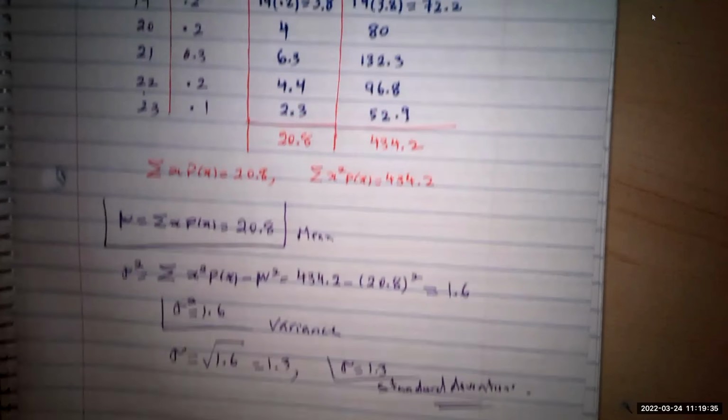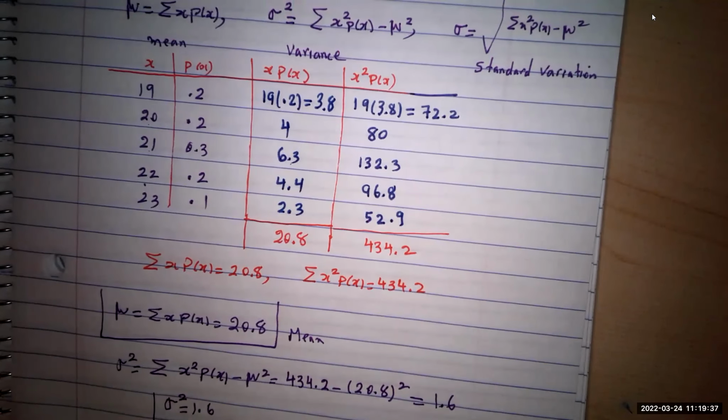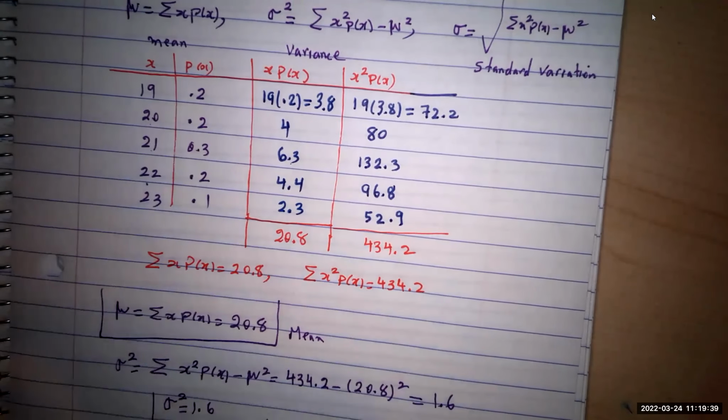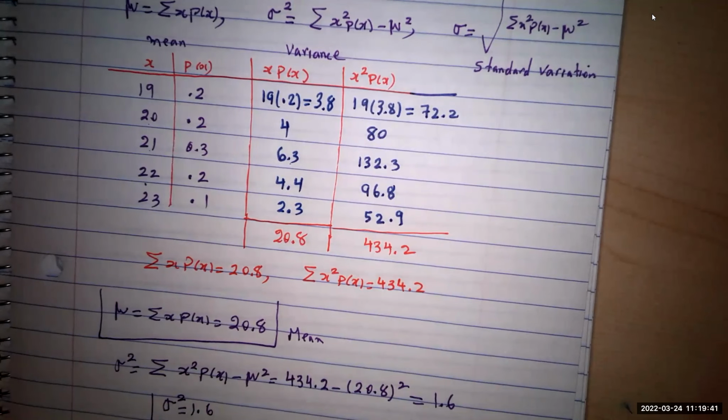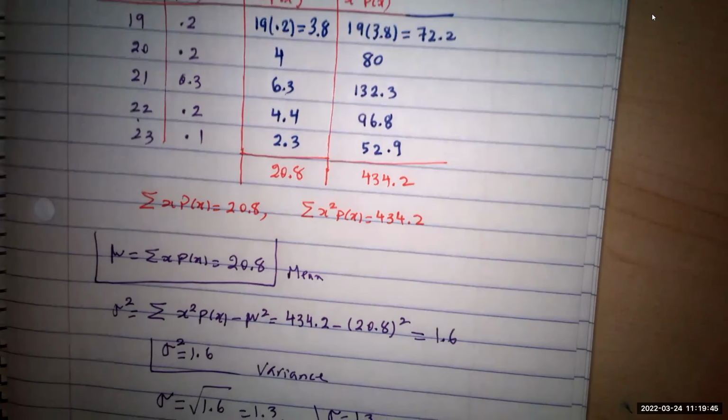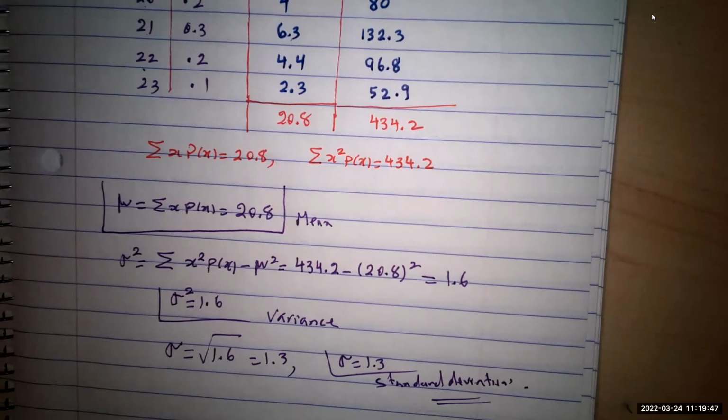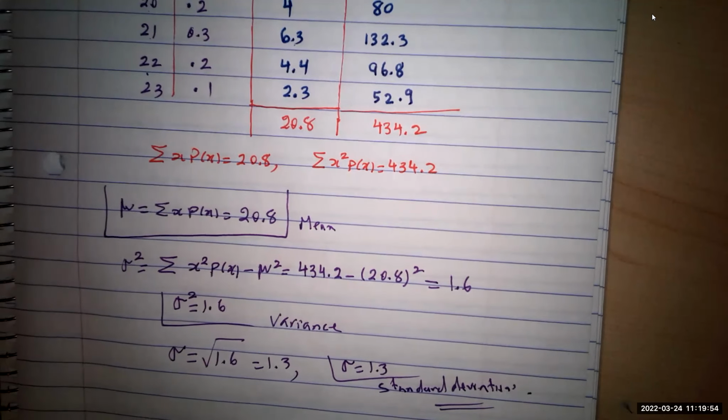So the chance that they sell 19 suits in a day, for example, is 20%. What you want to do, as the manager, is predict how many you are going to order for the next 5 days. Any suggestions?